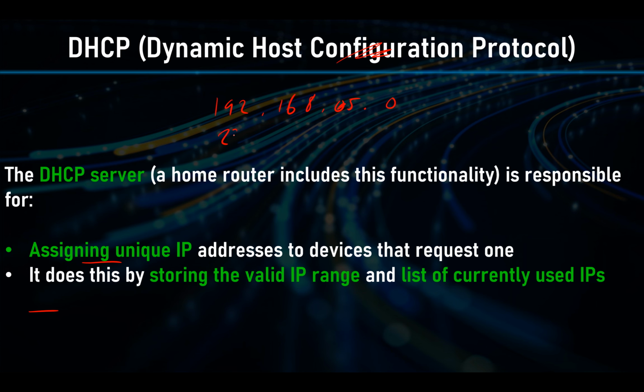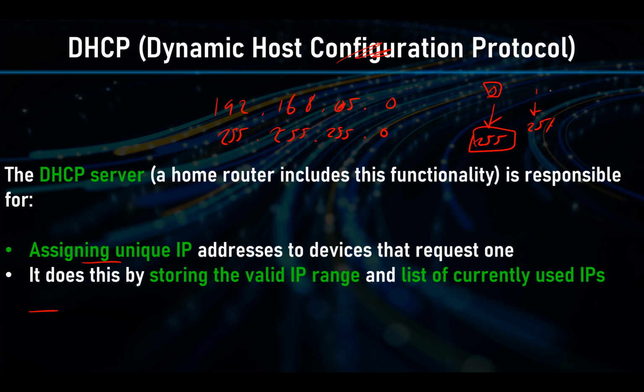Now, if we have the subnet mask 255.255.255.0, then of course the valid hosts are going to be from 0 to 255. Again, if you want to be more specific, 0 is probably reserved and 255 is also reserved. So in reality, maybe just 1 to 254.